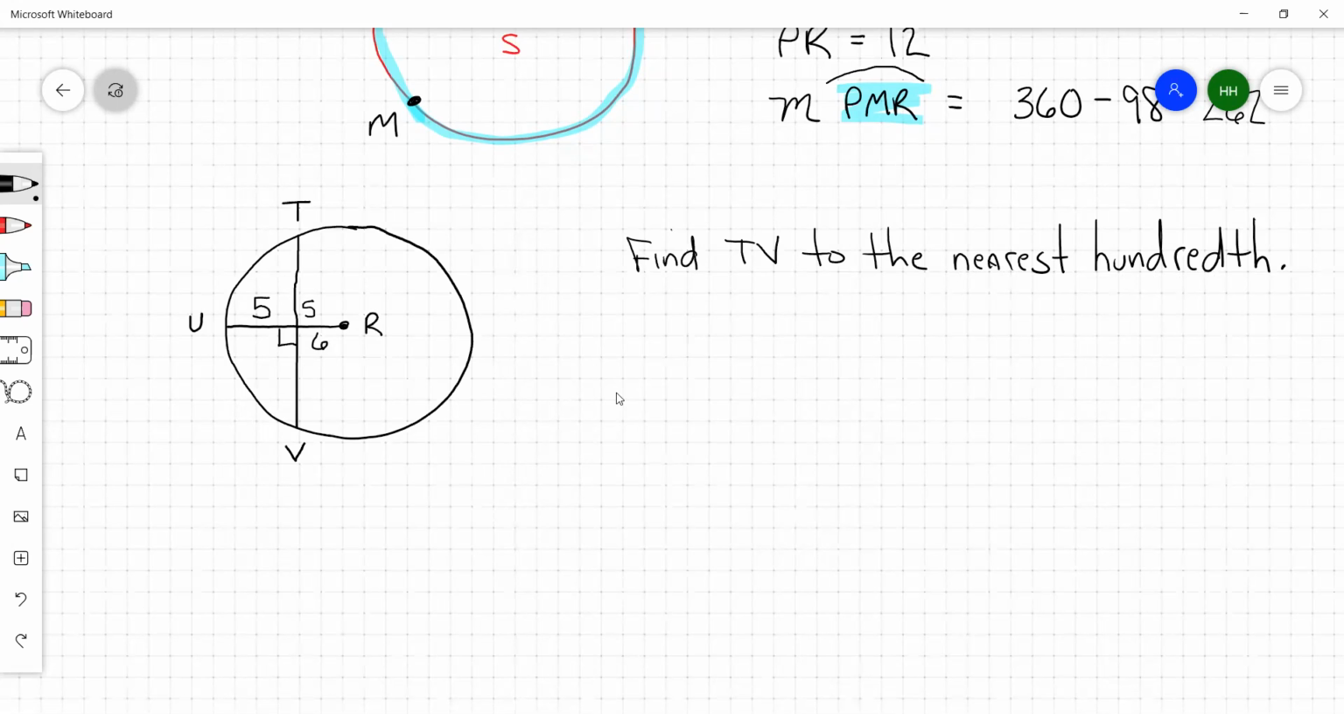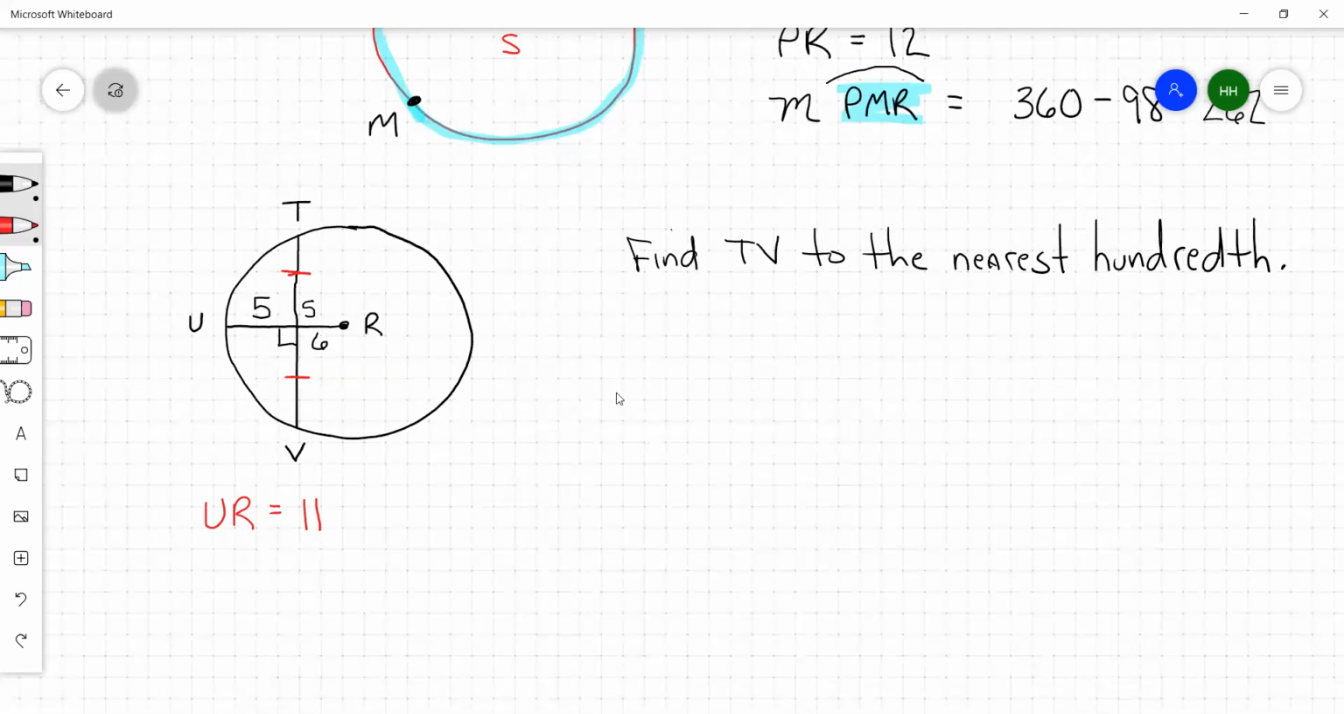All right, so since this radius intersects this chord at 90 degrees, this piece is congruent to this piece. This entire radius here, U to R, is equal to the 5 plus the 6, which is 11. So let's see how to use that.